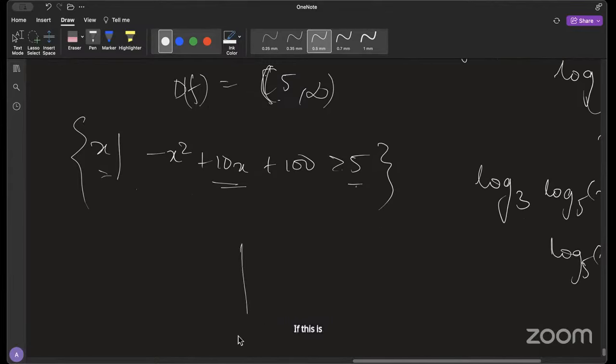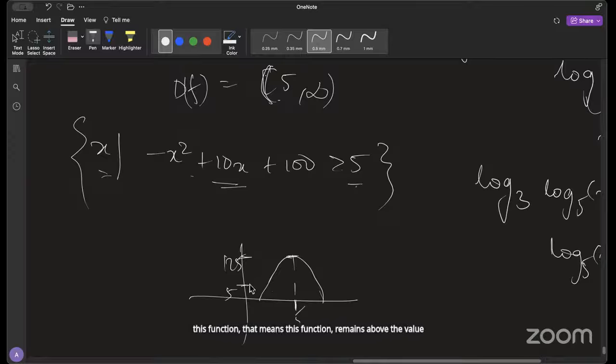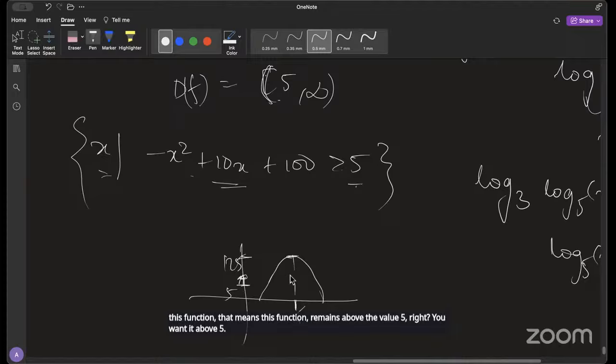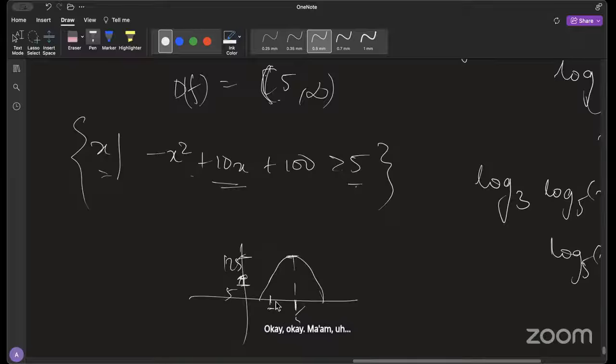If this is your function, your graph was like this, right? This value was 125 and it was attained at 5. And it looked like this. So at 5, your 125 is attained. You have to find x such that this function remains above the value 5, right? You want it above 5. Okay.